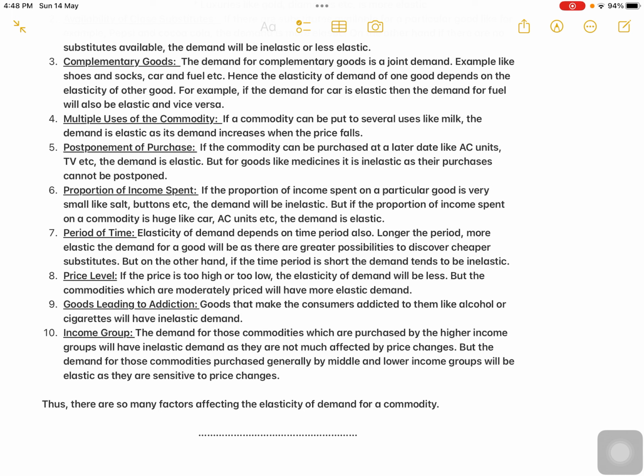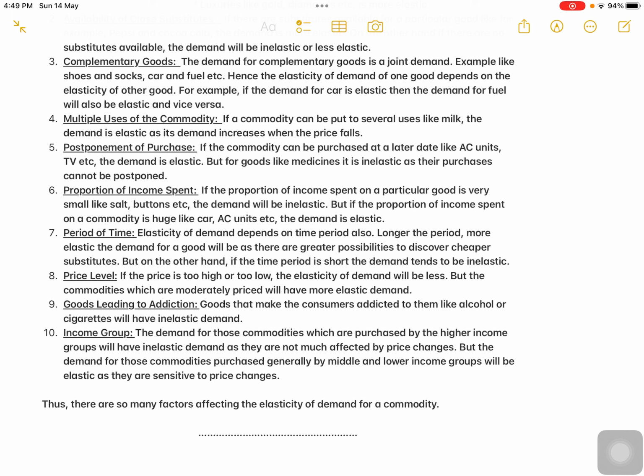So in the long run it is elastic, but in the short run, when we have to purchase immediately, there is no time available for us to check for alternative services or commodities. Then in that case, whatever the price, we will purchase; it is inelastic. So elasticity of demand depends on time period also. The longer the period, the more elastic the demand for a good will be, as there are greater possibilities to discover cheaper substitutes. But on the other hand, if the time period is short, the demand tends to be inelastic.